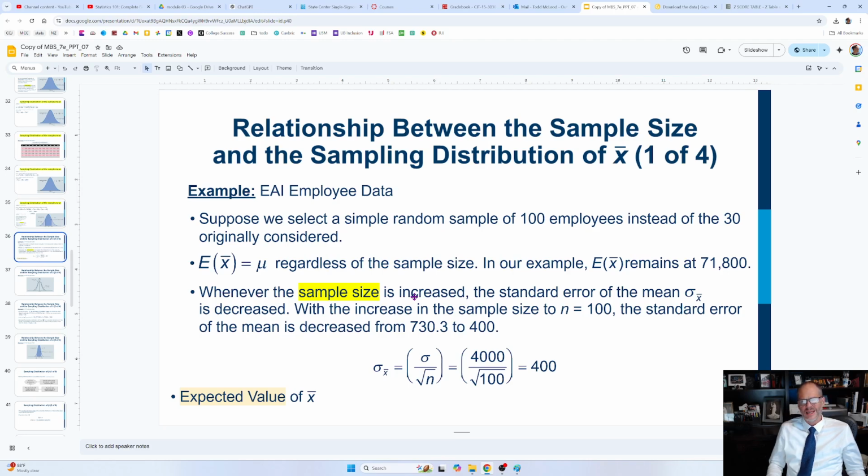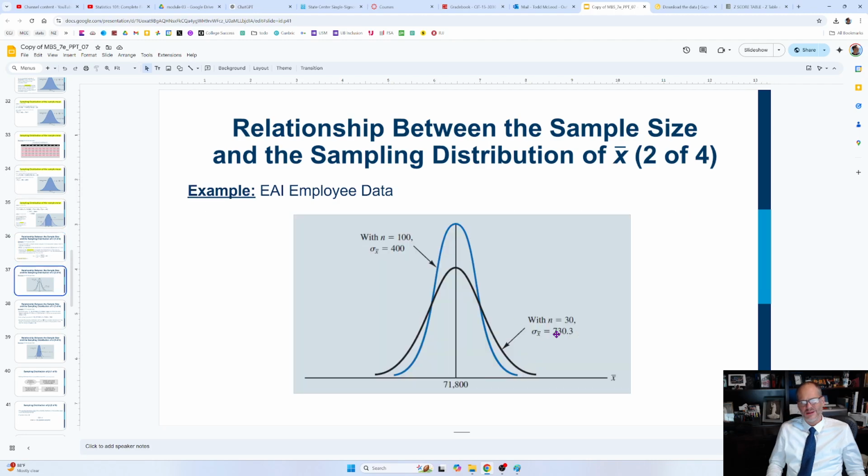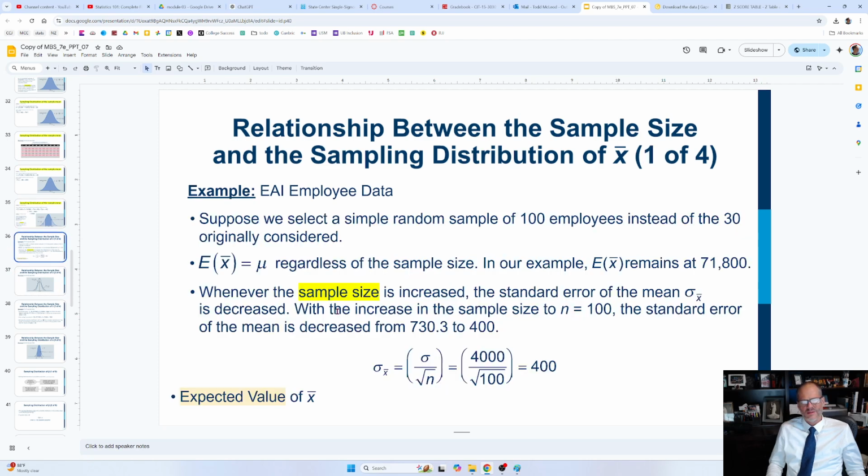Whenever the sample size is increased, the standard error of the mean, which is the standard deviation of the sample mean, is decreased. And so we saw that here, right? The standard error went from 730 to 400. It was decreased as our sample size went from 30 to 100. So there's an inverse relationship between them. Whenever the sample size is increased, the standard error of the mean is decreased. With the increase in the sample size to n equals 100, the standard error of the mean is decreased from 730 to 400. And so here's that math occurring.